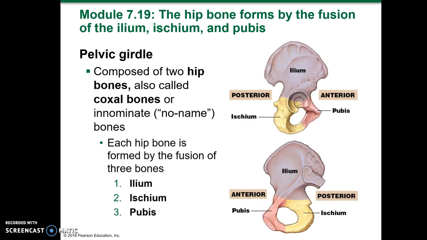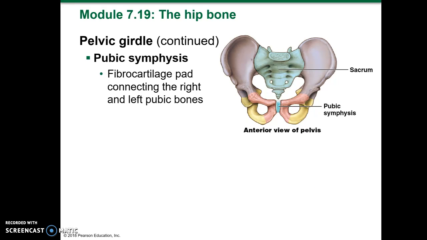Okay, let's move down to the pelvic girdle. This is composed of 2 hip bones, also called coxal bones. Each hip bone is formed by the fusion of 3 bones: the ilium, the ischium, and the pubis. The pubic symphysis is a fibrocartilage pad connecting the right and the left pubic bones.